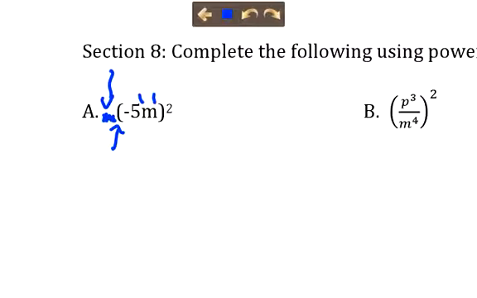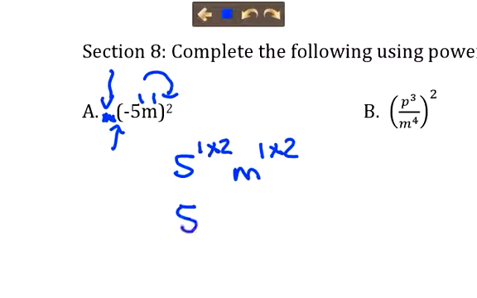If I have 5 to the 1, I'm going to write it out like that because its exponent is going to multiply to the outside exponent. And the same thing goes for the m. It's going to multiply 2. I would get 5 to the power 2 and m to the power 2.